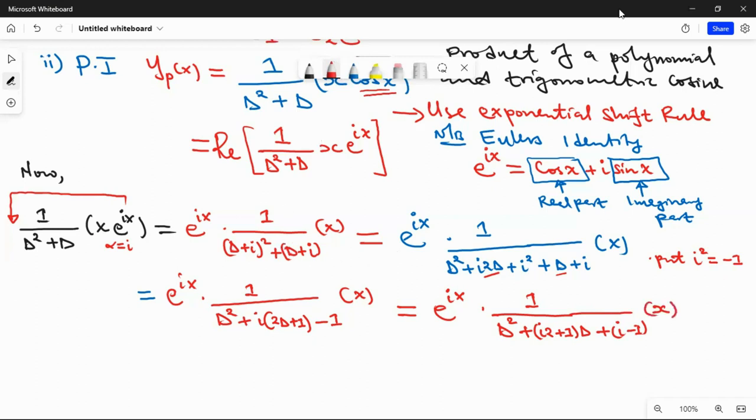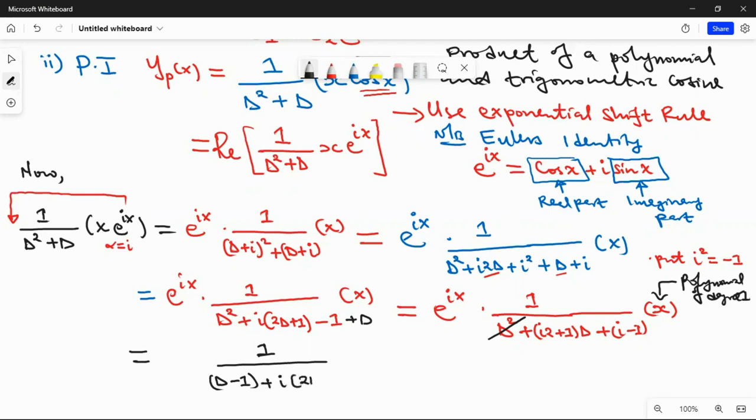So x is a polynomial of degree 1. If you operate on a polynomial, remember, let's comment on this. This is a polynomial of degree 1. So we need to drop the higher powers of d that are greater than the degree of the polynomial. So we drop d squared. Remember here there was a plus d which I didn't write, so take note of that. So what we remain with is 1 over d minus 1, then plus i times 2d plus 1, operating on x.